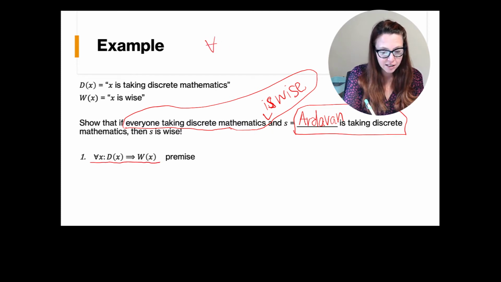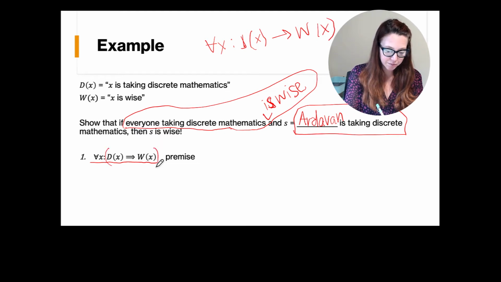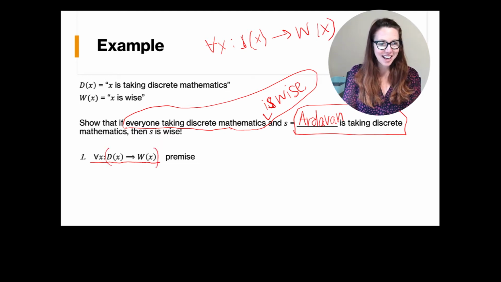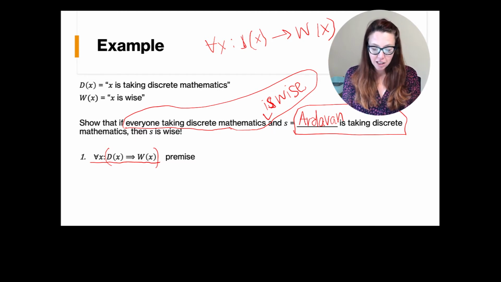For all x, so all students, if they're taking discrete mathematics, then they are wise. I'll hold that to be true. Okay, that's my premise: everyone taking discrete mathematics is wise. So now we found a new piece of information, and that is Artavan is taking discrete mathematics. So we want to prove that he's wise.